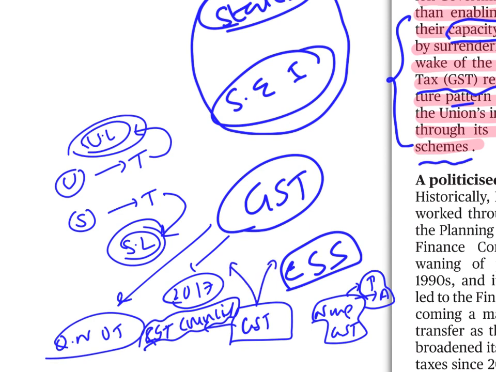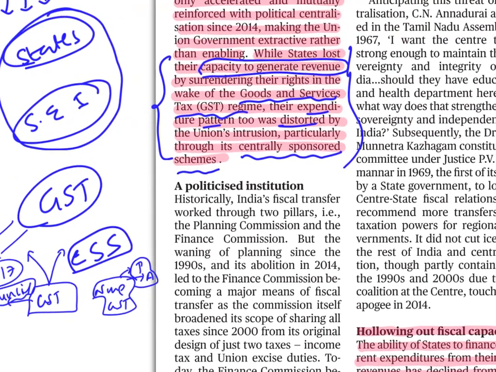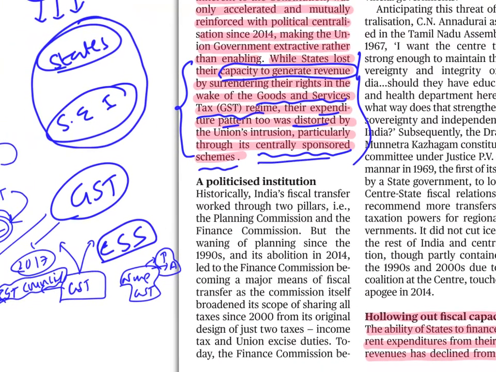So this way, states lost their ability to raise taxes. They cannot decide taxes on their own. Earlier they could raise taxes. If at all they wanted to increase their revenue, they could raise. Now it is not in their own hand. So that way they lost their ability to increase revenues via taxes. That is one aspect. The other aspect is centrally sponsored schemes.